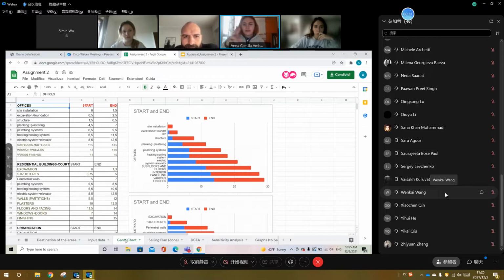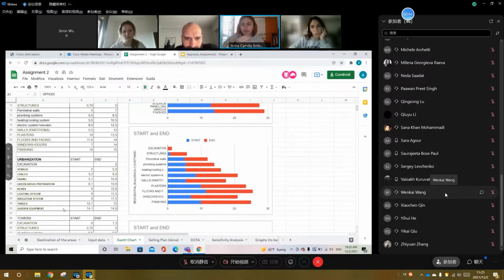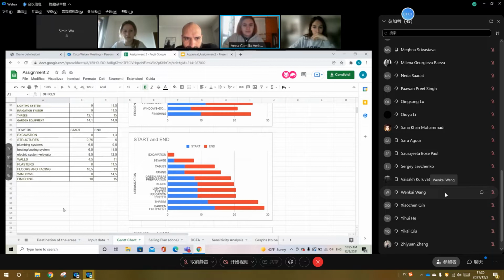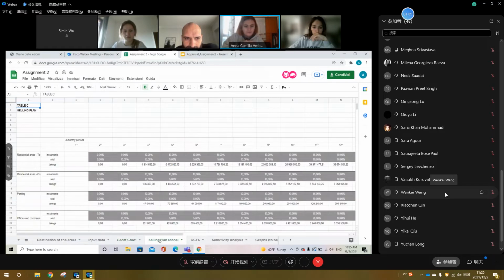So we divided between offices, and then we have two kinds of residential buildings, the courtyard and the towers, and then we have the urbanization processes that are about the whole area, let's say. So we divided into all the steps, and we assigned the time. We're working on a time from 0 to 15 months, and we got the Gantt chart for each of the sections. And then we use our Gantt chart to go forward.